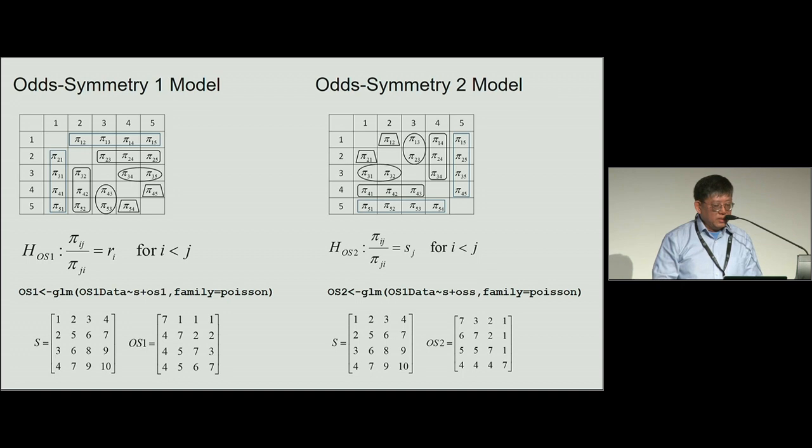That means the odds of these two is a constant. Then the next one is another constant, and that is another constant, and that is another constant. It's called odds symmetry model 1. Model 2 is the other way. The odds of this set is the same, and the odds of another set is also the same.